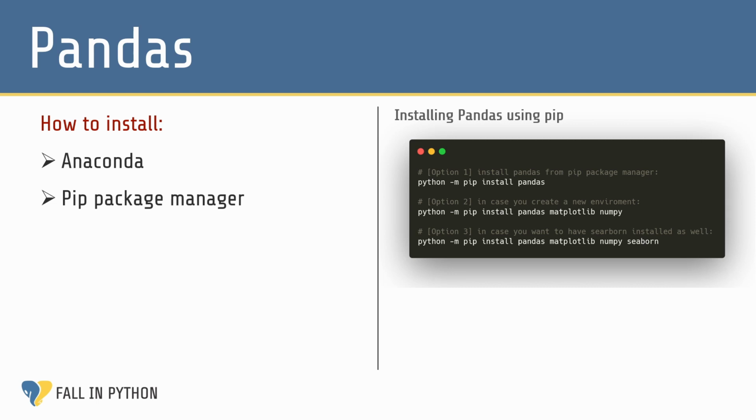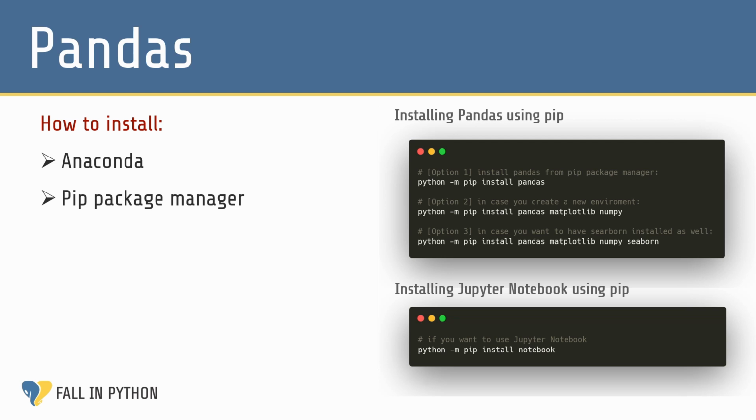In case you have a brand new environment and you want to install Pandas, you need to install NumPy and matplotlib as well. For that, you type the same command I just told you and add matplotlib and NumPy at the end. And the third example is only if you want to add Seaborn as well. Installing Pandas is quite straightforward. If you have any issue, let me know in the comments. And don't forget, if you want to use Jupyter Notebook, you also have to install it.